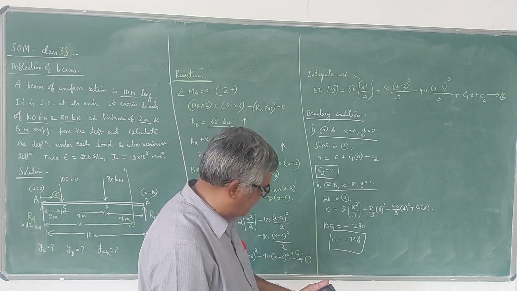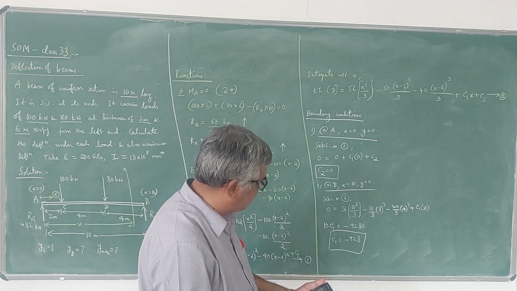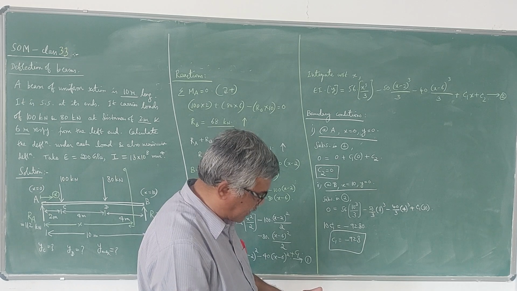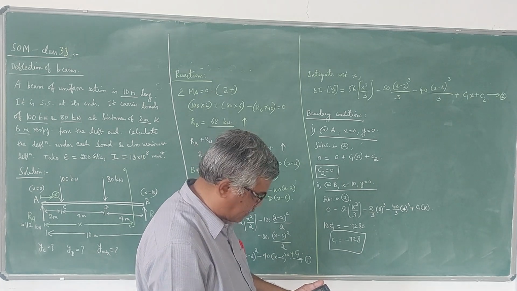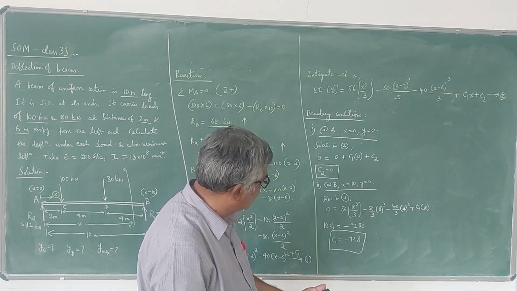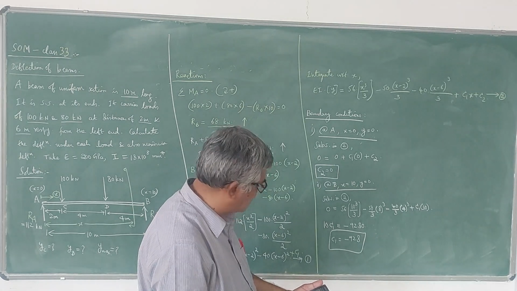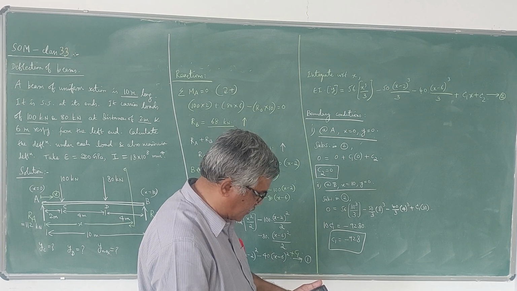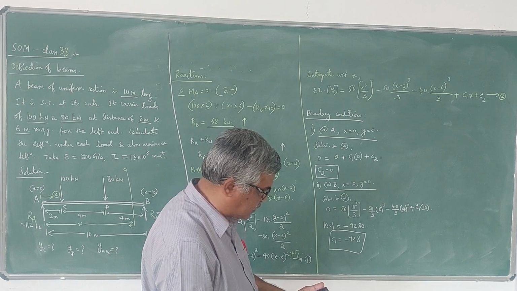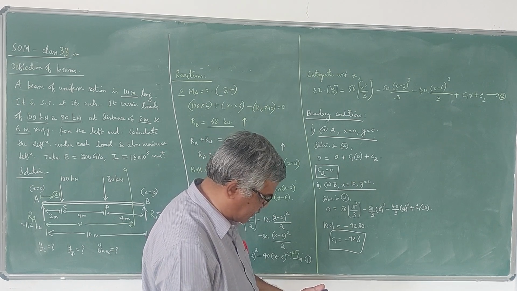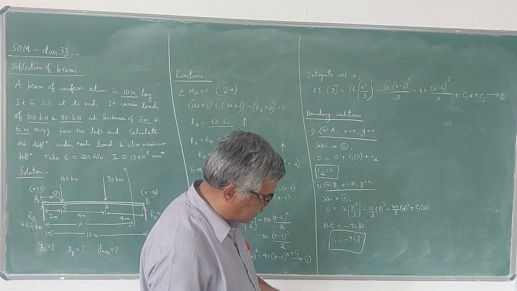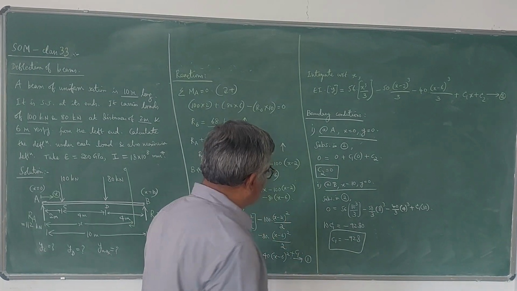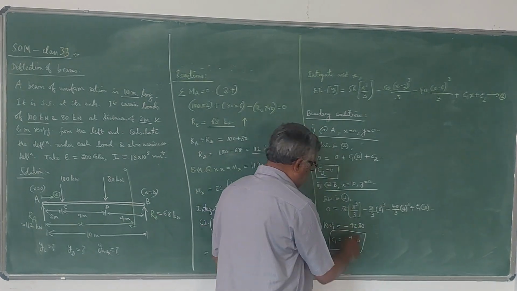Now second value, 50 into 8 cube divided by 3, minus 56 into 1000 divided by 3. So 9280. So C1 is minus 928.